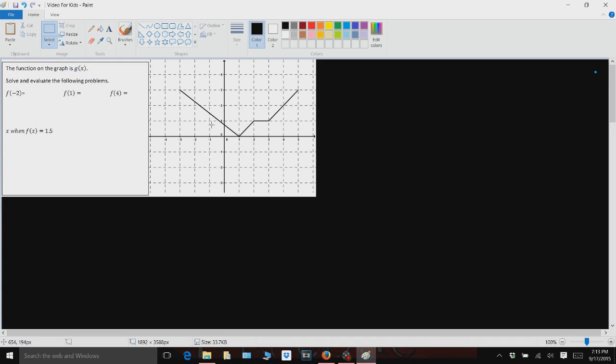Welcome, Algebra 2. Today we're going to be going over how to solve and evaluate when you're looking at a graph like the one that you see here to our left.